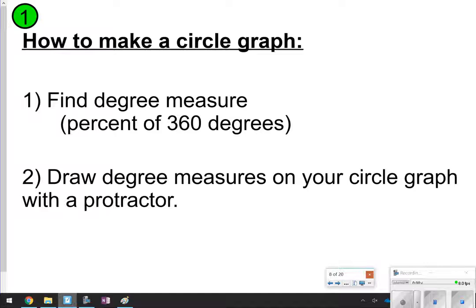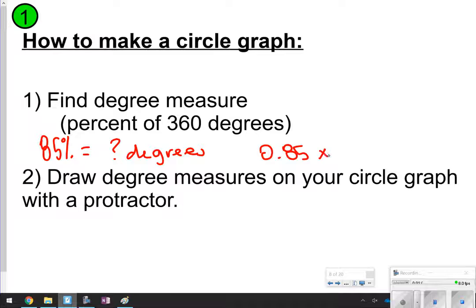The first thing you're going to do is find the degree measurement, and that's just basically finding your percent of 360 degrees. So if you have 85% and you want to see how many degrees it is, what you're going to need to do is take 0.85 and multiply it by 360 degrees. That's essentially what we're doing to find the degree measurement. If you did that really quickly on your calculator, 0.85 times 360 gives you 306 degrees. So that means 85% is represented by 306 degrees on your graph.